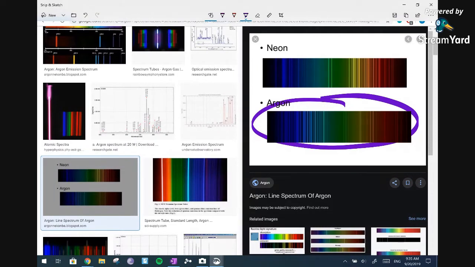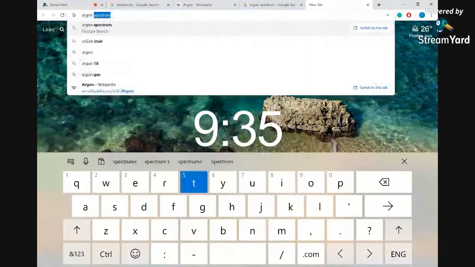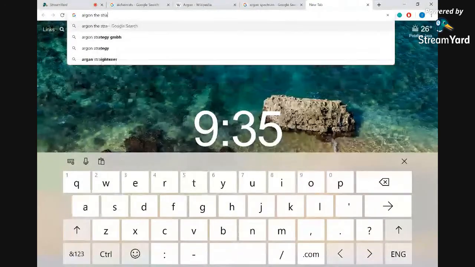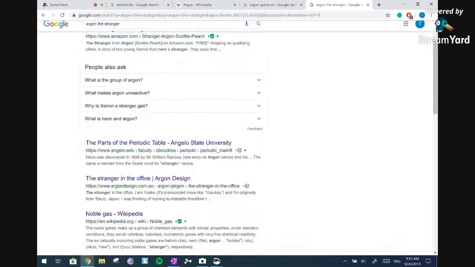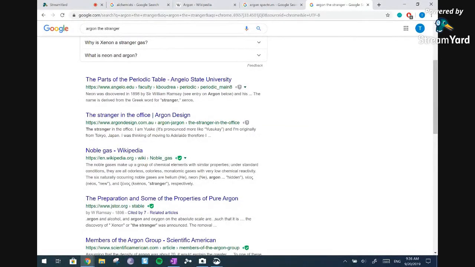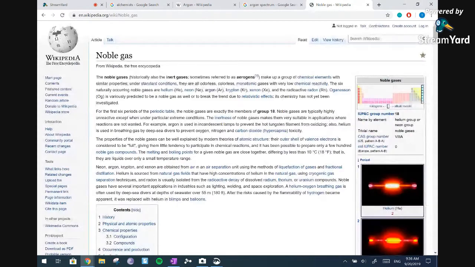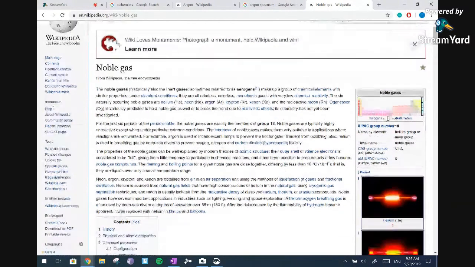And the word argon comes from the word stranger. Argon, the stranger. Because I think if you look up the word argon, there it is. It's just nice to look at where the words come from. And as I said, it's really lovely to see those derivative names.